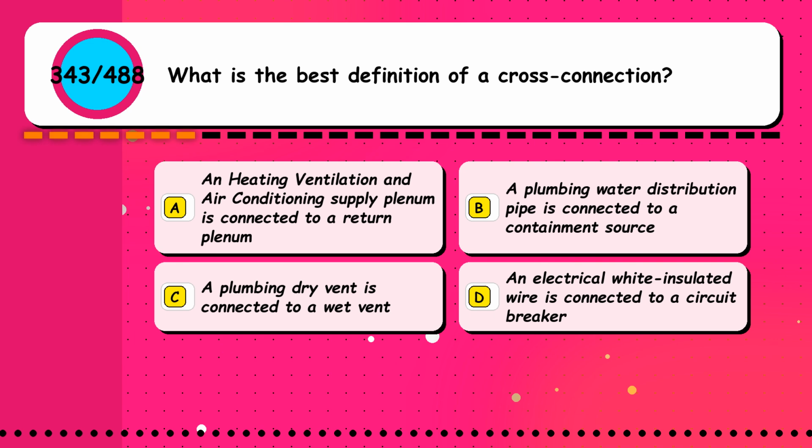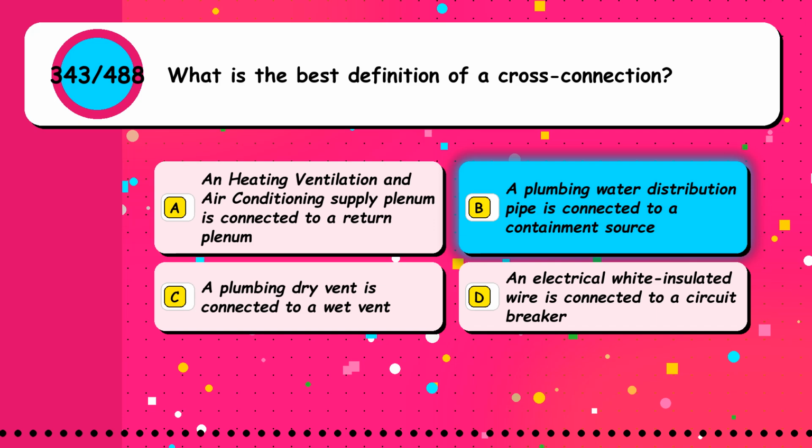Question 343. What is the best definition of a cross-connection? Option A, a heating, ventilation and air conditioning supply plenum is connected to a return plenum. Option B, a plumbing water distribution pipe is connected to a contamination source. Option C, a plumbing dry vent is connected to a wet vent. Option D, an electrical white insulated wire is connected to a circuit breaker.